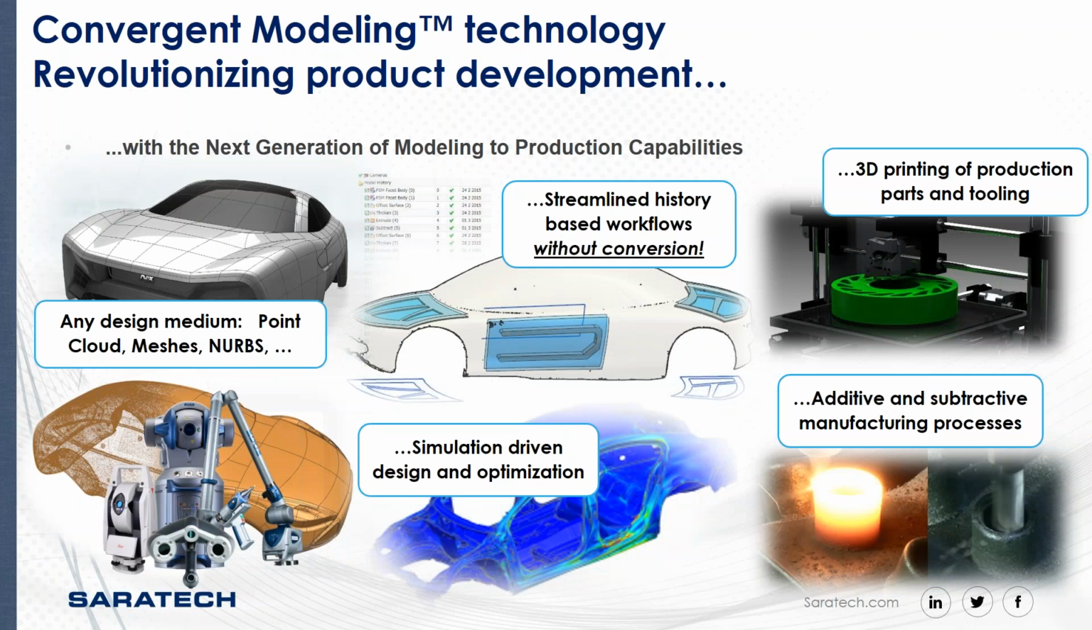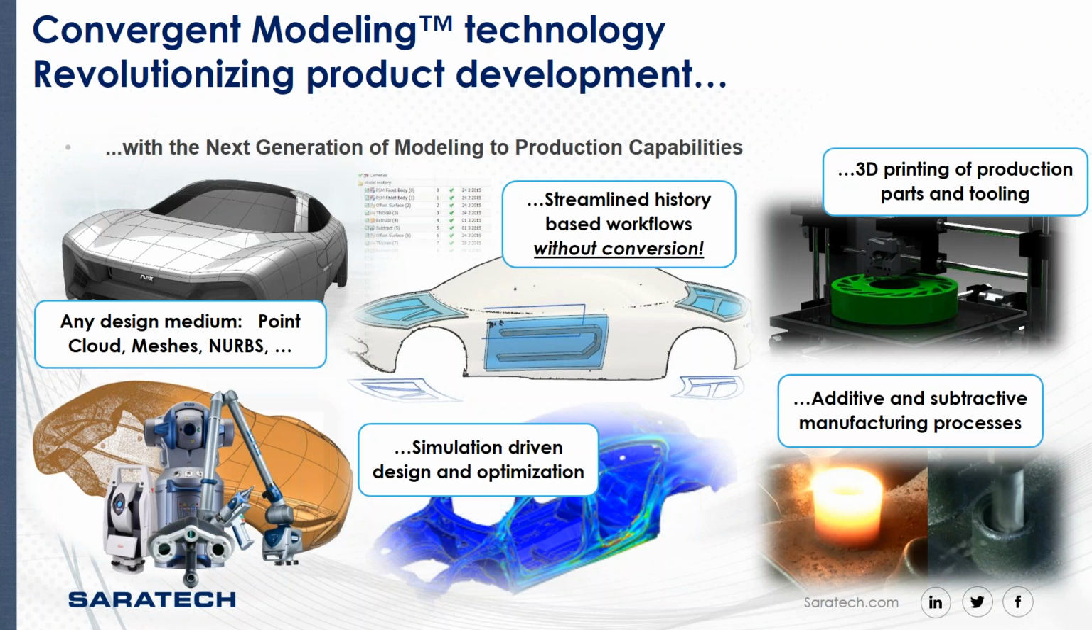Just to reiterate, any design medium, so convergent modeling technology is revolutionizing product development. With this next generation of modeling, you have the ability to do design with any design medium, point clouds, meshes. There's a streamlined history. Once you bring in your scanned data and make it into a convergent body, you actually see it in your part navigator, and you can then manipulate it, and you'll see that in your history.